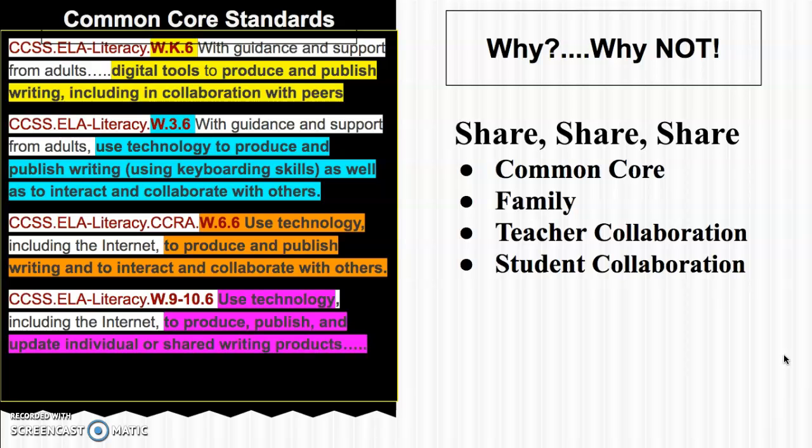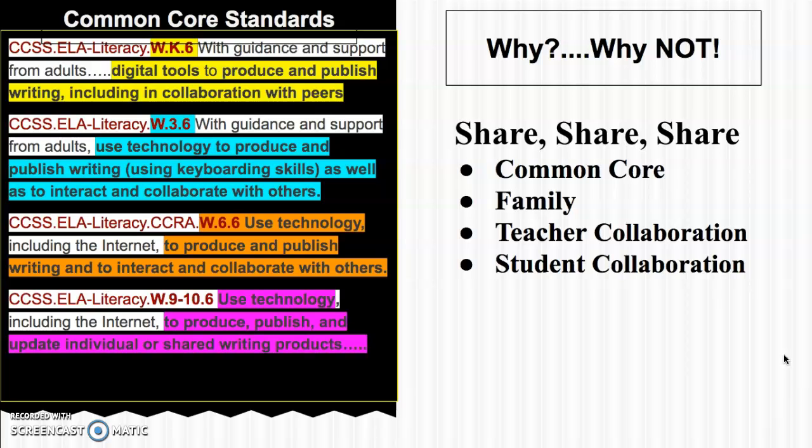Our literacy state standards state that our students must use digital tools to produce and publish writing in collaboration with peers. They need to use keyboard skills. They need to produce, publish, and update individual writing products. If you have a classroom website, your students can learn to publish their writing and have an authentic audience.